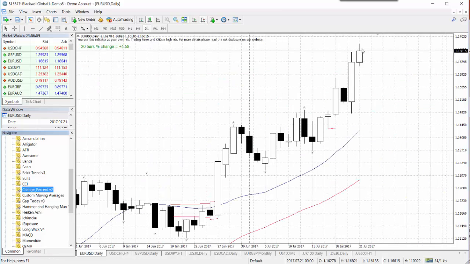What we're able to look at, as I said, is the last 20 bars, and you can see for yourself that there's been a real strong uptrend in that euro dollar daily, and we can very clearly see that it's putting on just over a 4.5% increase. That's great.